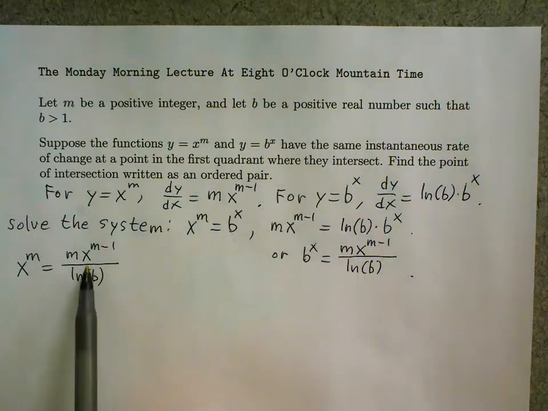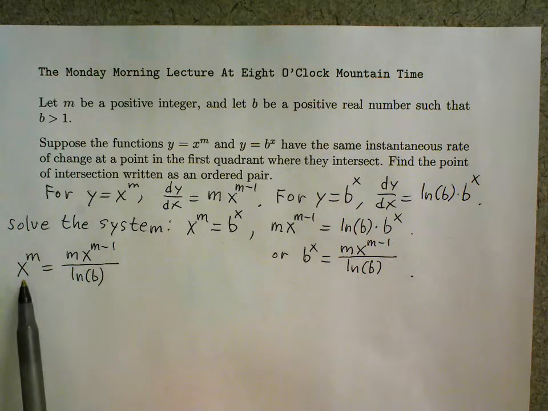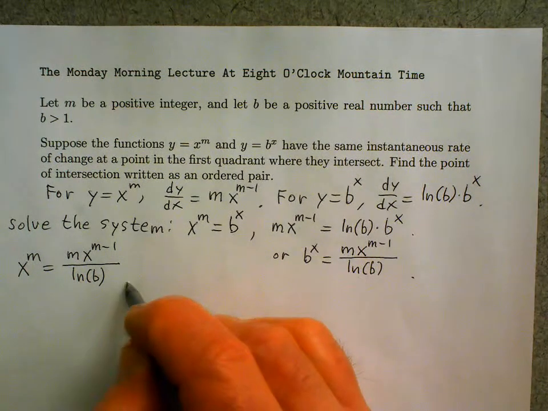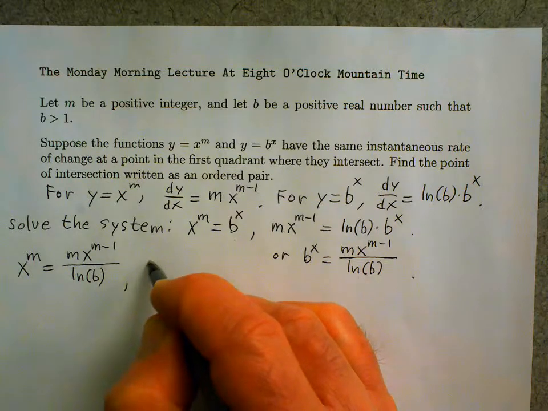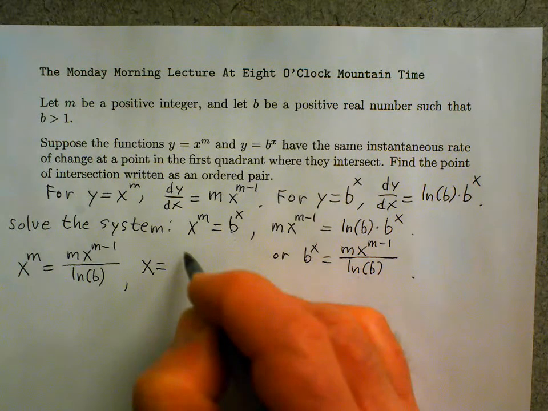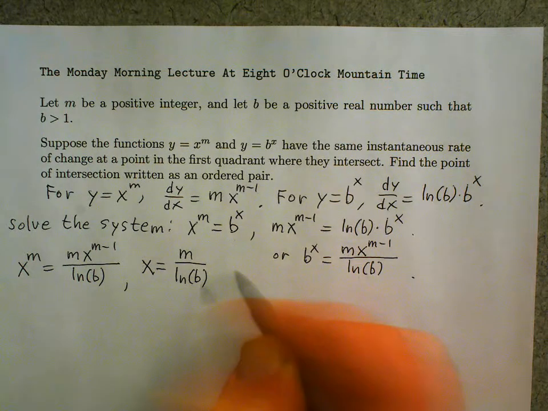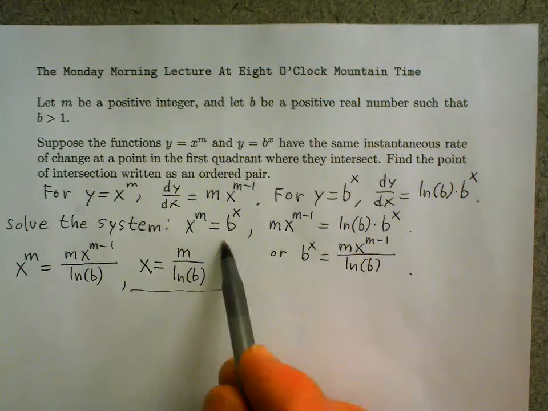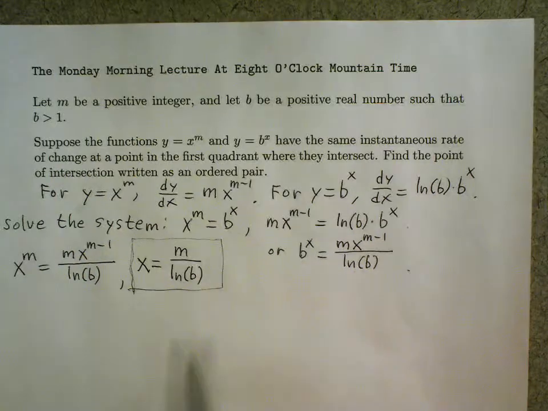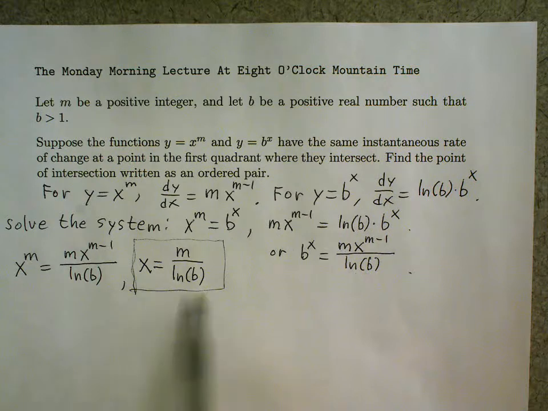And notice if we divide both sides by x to the m minus 1, we find out what x is. x is equal to m divided by the natural log of b. Well, this describes what x is in terms of m and b, m divided by the natural log of b. But we can do better.